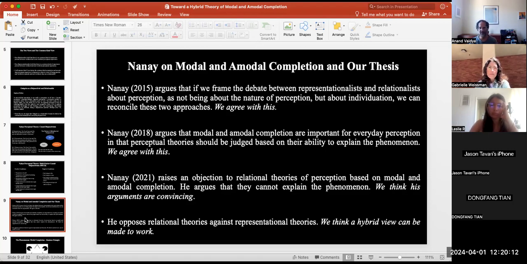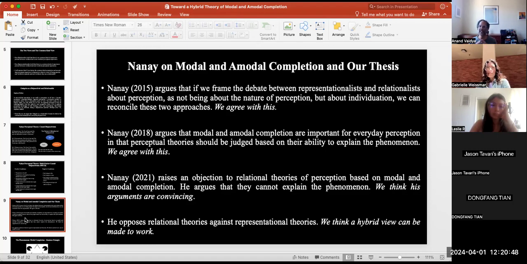So Ben-Say in 2015 argues that if we frame the debate between representationalists and relationalists about perception as not being about the nature of perception, but about individuation, we can reconcile these two approaches. When we think about how to understand perception, we can have a debate between representationalists and relationalists. But if we think about what it is to individuate perceptual states, that is, to cut them into different kinds of perceptual states, we can actually bring these two views together.